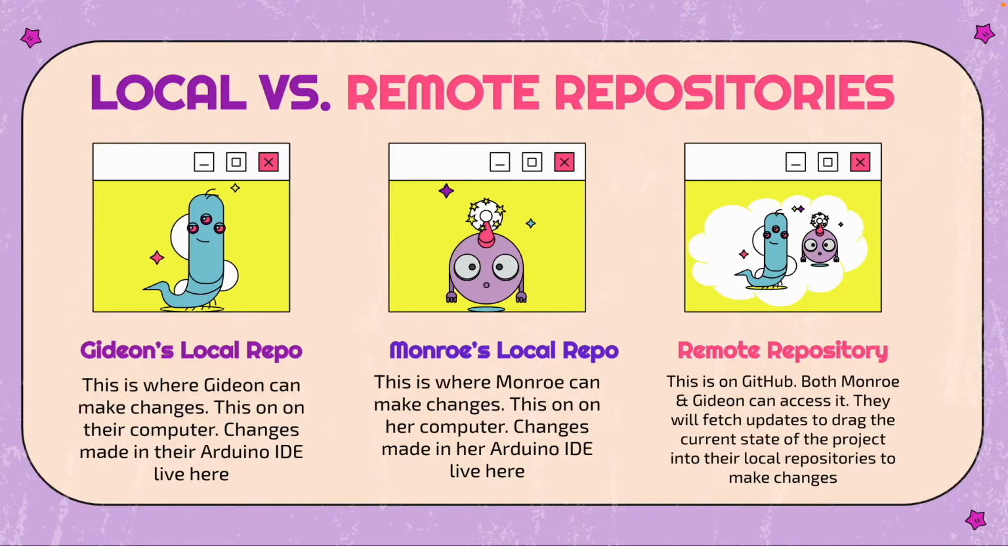A remote repository is on github.com. Both Monroe and Gideon can access this repository. They can fetch updates to drag that current state of the project into their local repositories so they can keep building on it. Kind of make sure that everybody's up to date with the current state of the project.